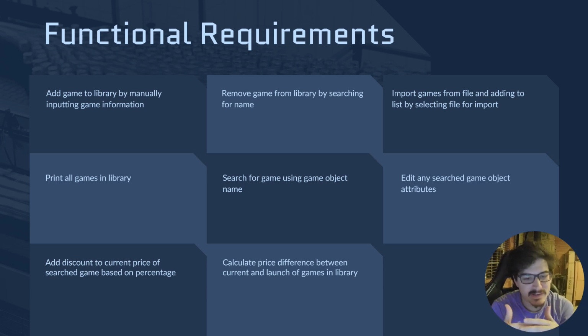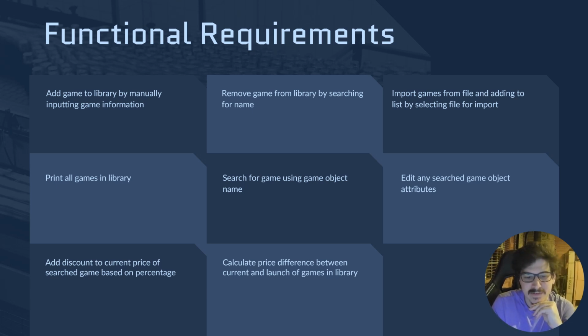You can print all the games within your library, so that you can get an overall view rather than having to search each one. You have a search functionality, of course, where you just put in the name and it will give you the results. When you do find that game, you can edit it. Just select the edit button and then input the attributes you want to change.